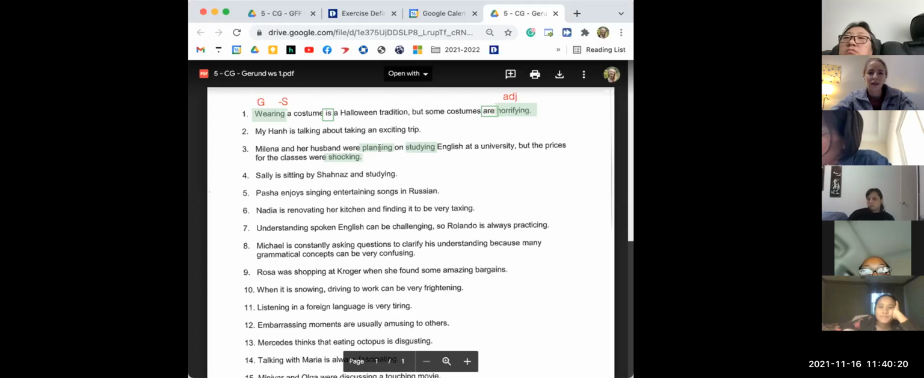It might be a verb or an adjective ing word. So is planning a gerund? It's the verb, right? It's a progressive verb. Here we have were planning. Studying is a gerund. And what kind of gerund is it? It's the object of a preposition. Preposition on. Planning on is our verb and preposition.